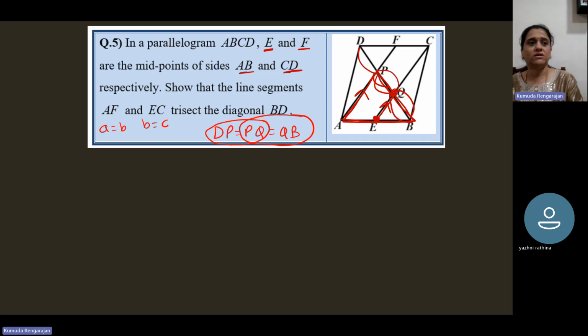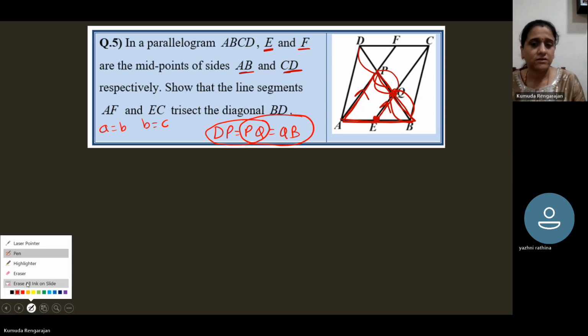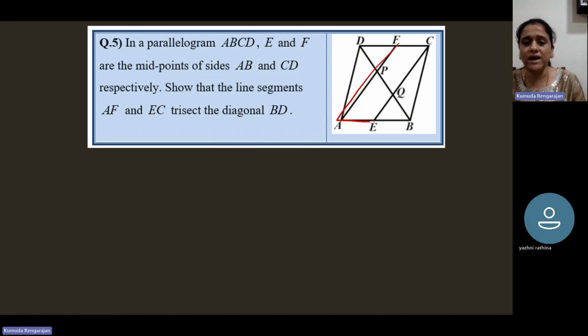So, this proof is in a few steps. The first step is to prove that this quadrilateral is a parallelogram. Then step 2, we need to take up this triangle, use the converse of midpoint theorem, and prove that P is the midpoint of DQ. Step 3, take up this triangle, use the converse of midpoint theorem, and prove that Q is the midpoint of BP. In other words, PQ equals QB.